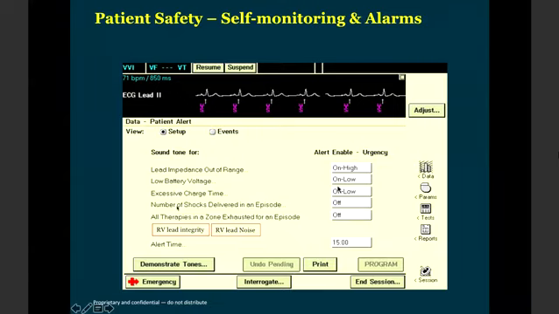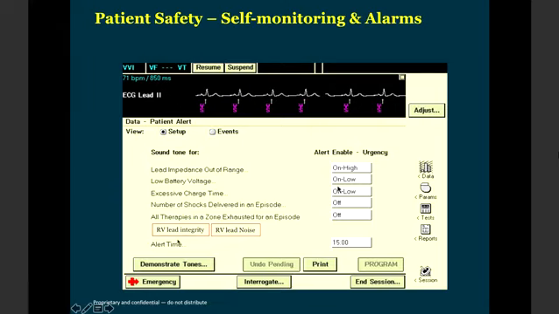Number of multiple shocks delivered in a single episode, if you switch it on, it will give an alarm. All therapies in a zone exhausted for an episode, here it is programmed off, you can keep it on. Likewise, you have RV lead integrity alarm, RV noise alarm in current day devices. So these are all the alerts which can be programmable.